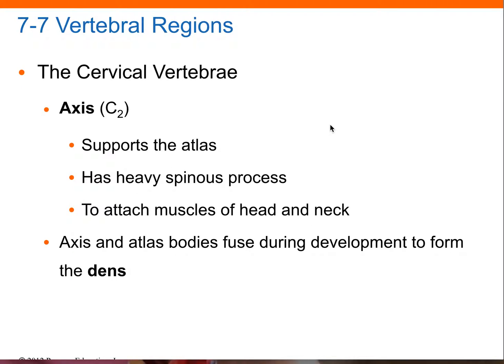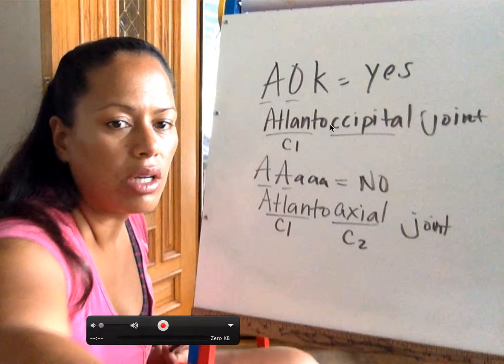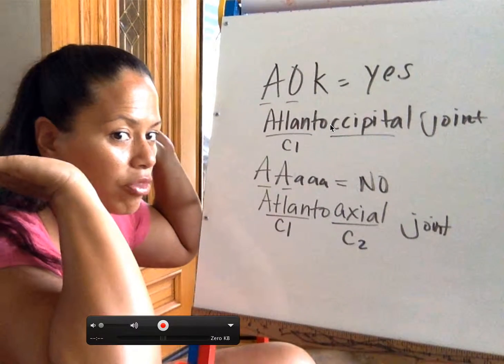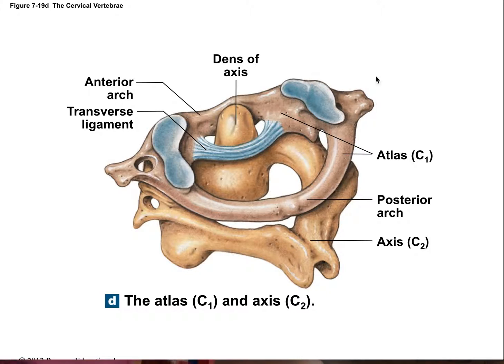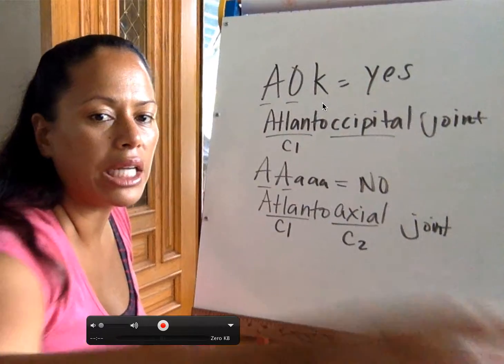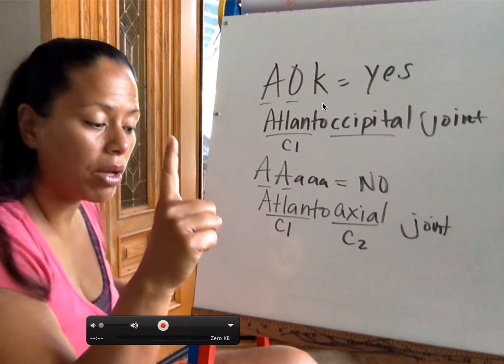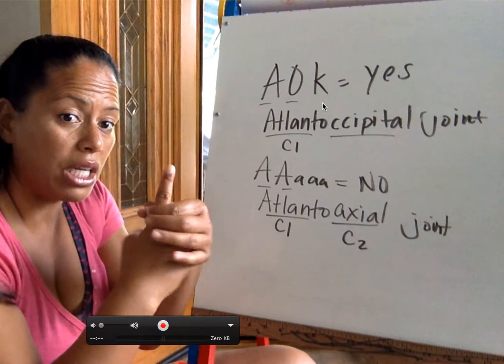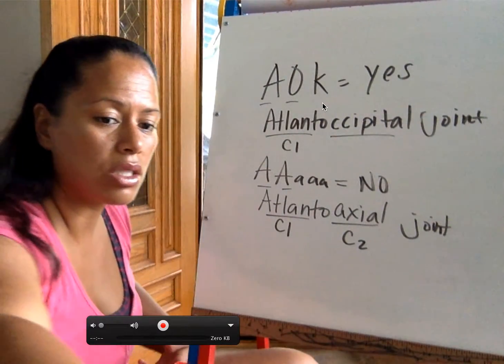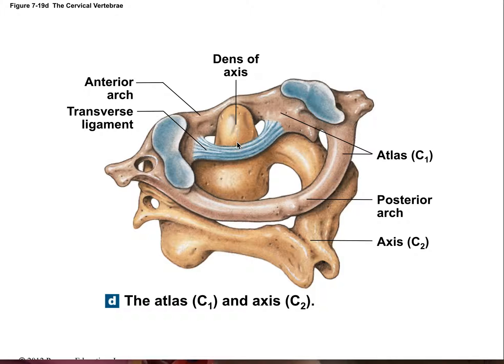And C1, let's see what C1 looks like. What did I say C1 looked like? It had to have a platform. So if we look at this image, which one has a platform? This guy or this guy? No, this one has a platform. And I said C2 had a process that we could spin around, right? So this was called the dens. So which one has the dens? C2 has the dens.